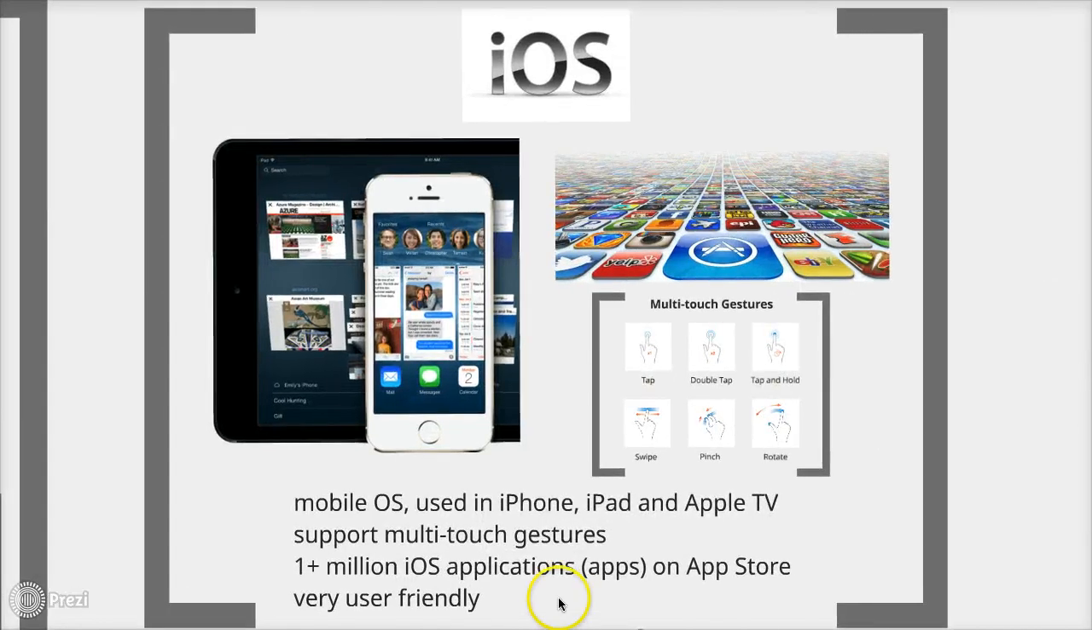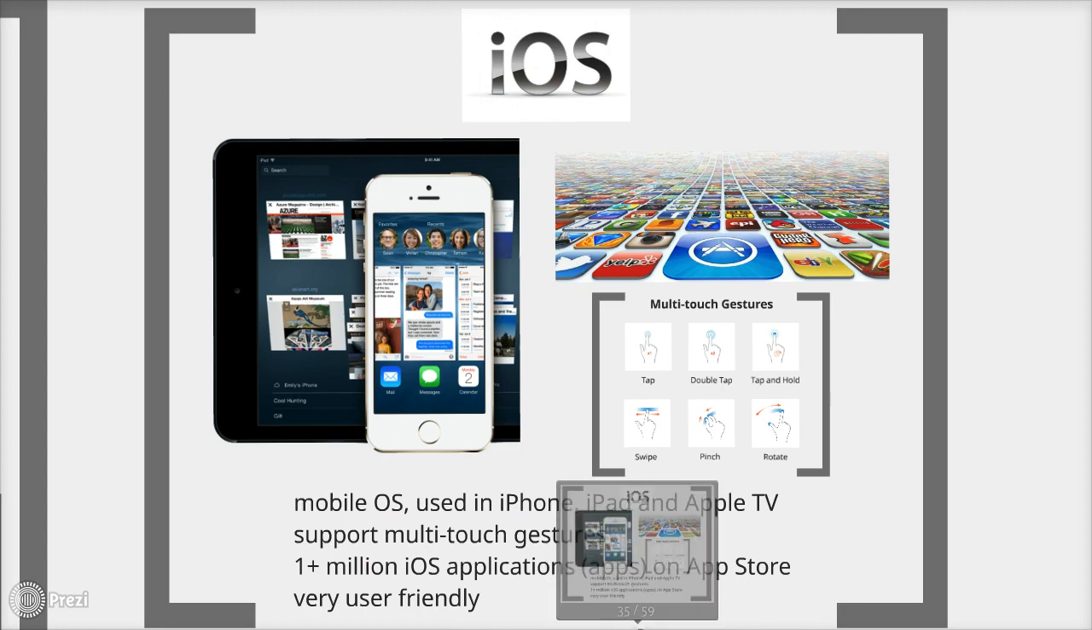Next, we have the iOS, and this is a very famous OS from Apple. So it is a mobile OS, and it is used in the iDevices, such as the iPhone, iPad, and also Apple TV. And it supports multi-touch gestures.